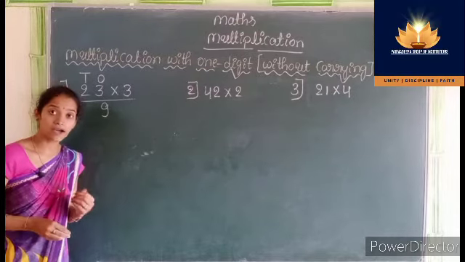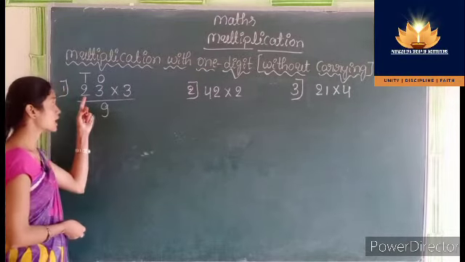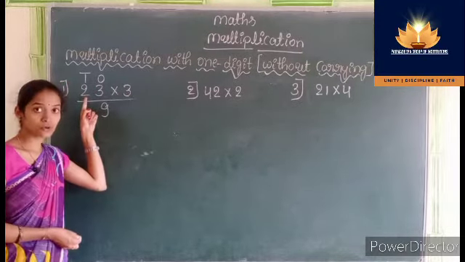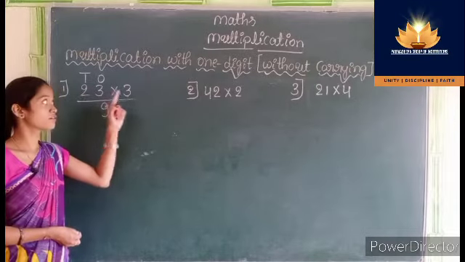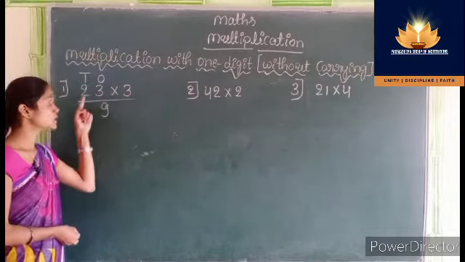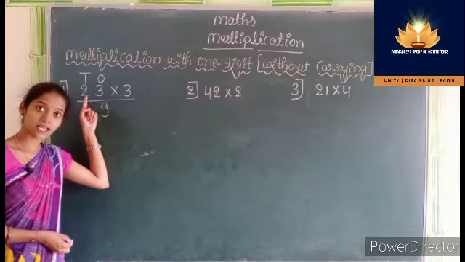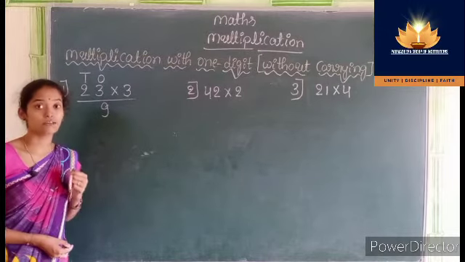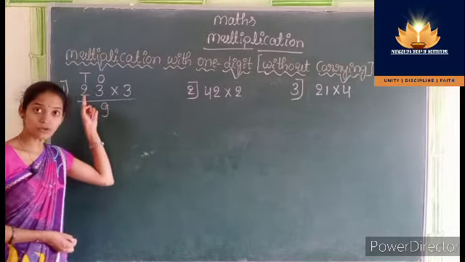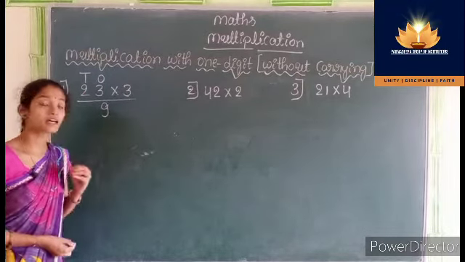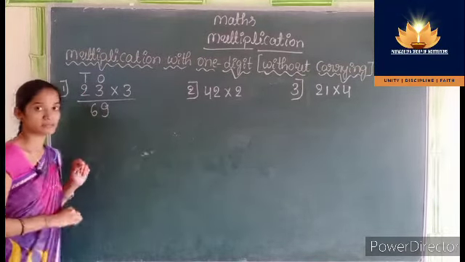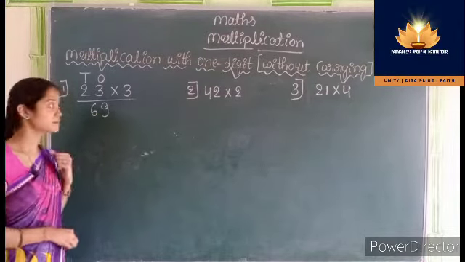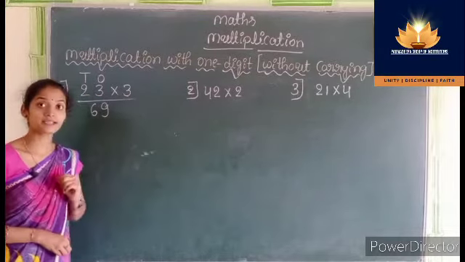Okay, then we have to multiply tens place number with this 3. In tens place we have 2, so multiply 2 with this 3. 3 ones are 3, 3 twos are 6. So we get 6 when we multiply 3 by this 2. And that 6 should be written in tens place. So we get 69 as a product when we multiply 23 by this 3.